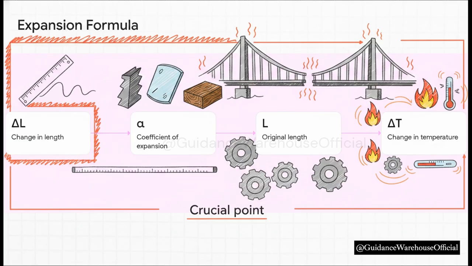Step 2 is alpha, the coefficient of linear expansion. This is a highly specific constant for every single material because, as you can imagine, glass and steel definitely don't expand at the same rate. Step 3 is L, which is simply the original length of our object before we heated it. And step 4 is delta T, the change in temperature. So the big takeaway here? How much a thing grows depends entirely on what it's made of, how long it was to begin with, and how much heat you add.